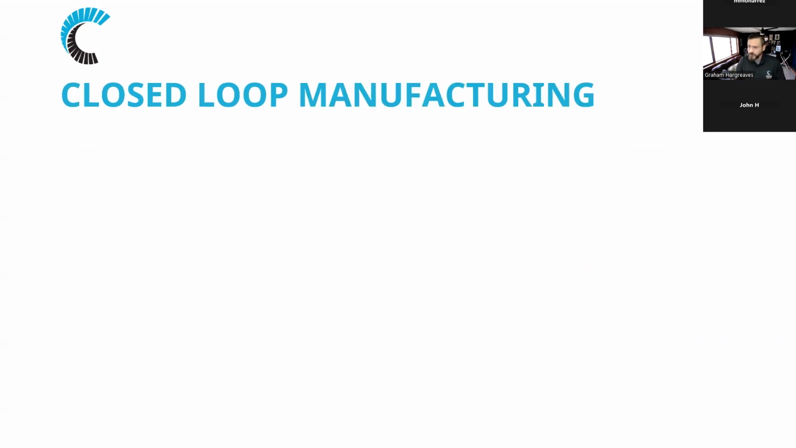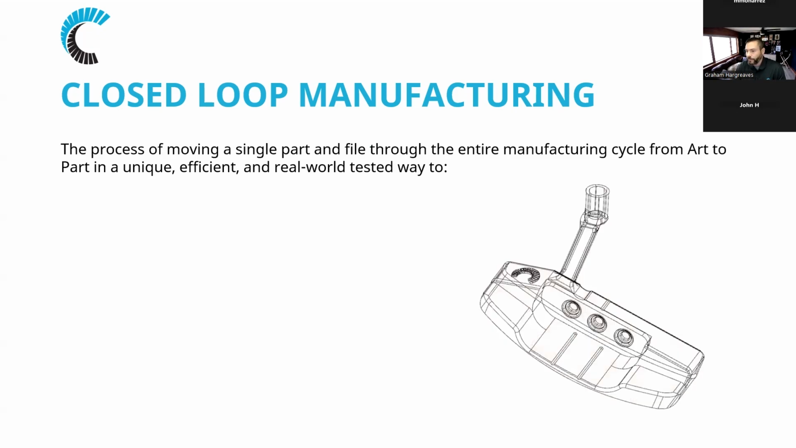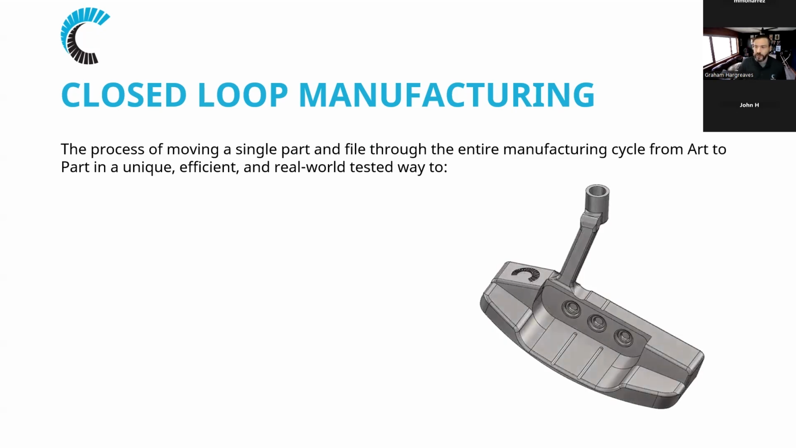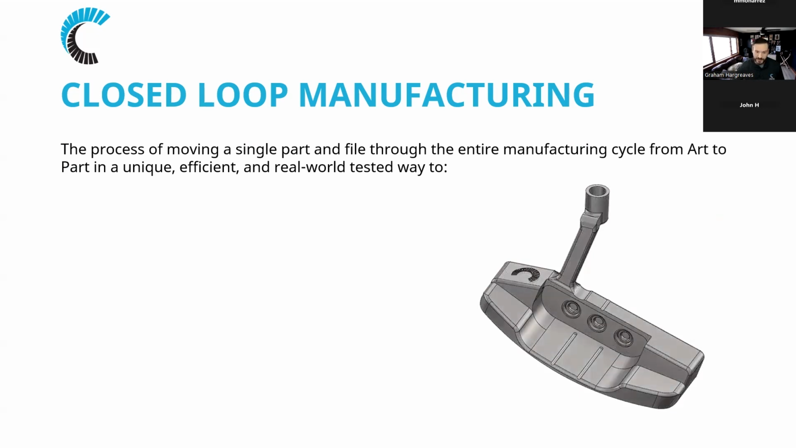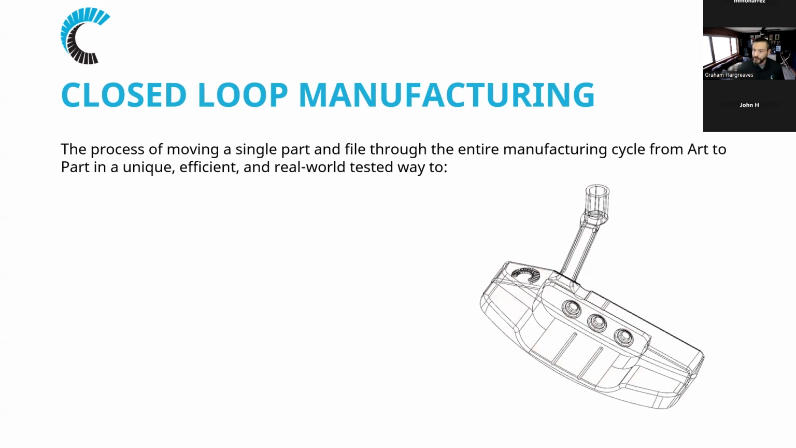If you follow us on social media, you've probably seen this closed loop manufacturing theme that we've been putting out there recently. It's really the process of moving a singular part file through an entire manufacturing cycle from art to part. And it is done in an efficient way, and it's really real world tested. I'll get into the real world aspect in a moment with this putter right here.